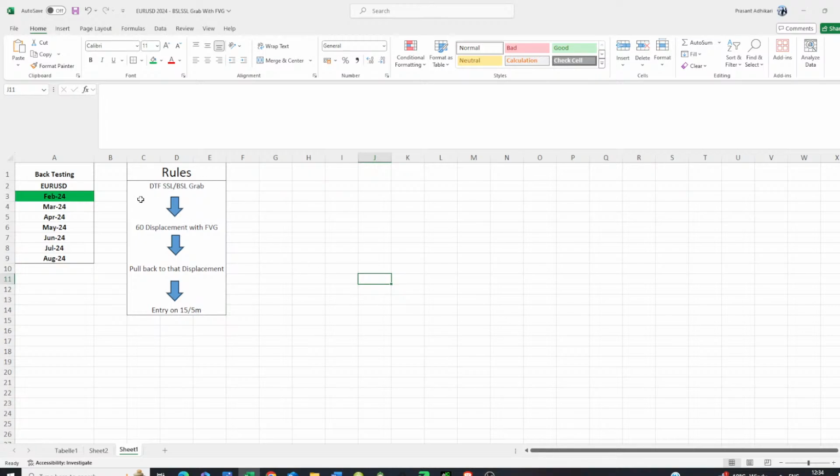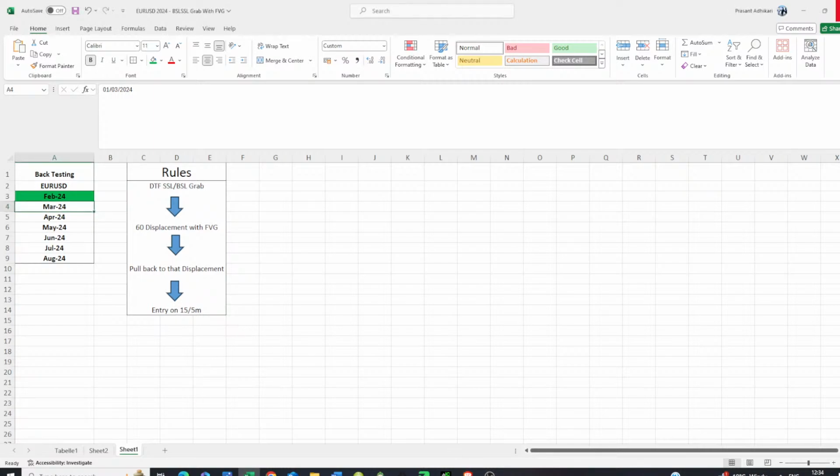So I'm going to be backtesting this rule. Daily time frame, sell side liquidity, buy side liquidity grab, followed by displacement on the 60-minute, and then pull back into that displacement and entry on the 5-minute. I've already done February 2024. You can see the video I've already uploaded, and so let's go through March 2024.